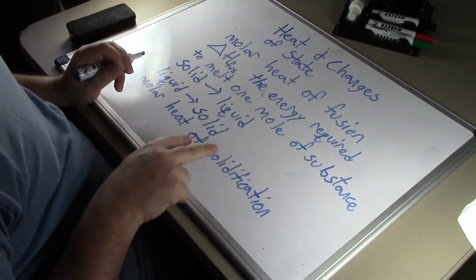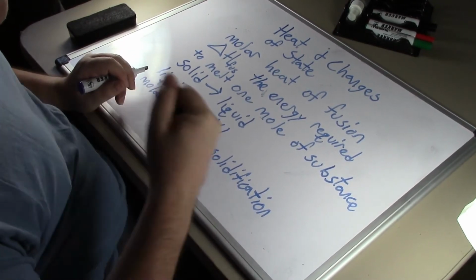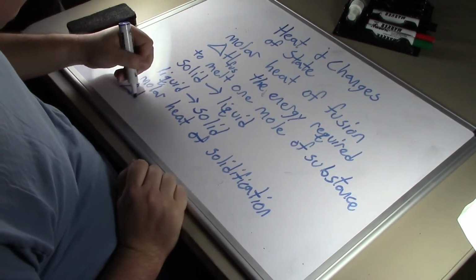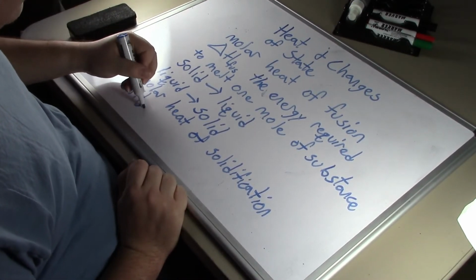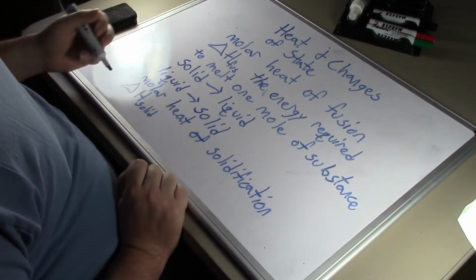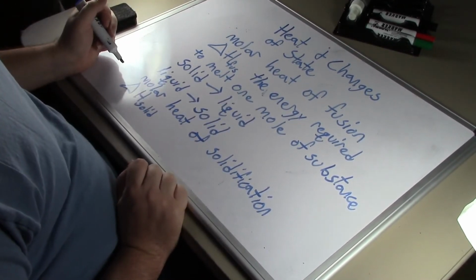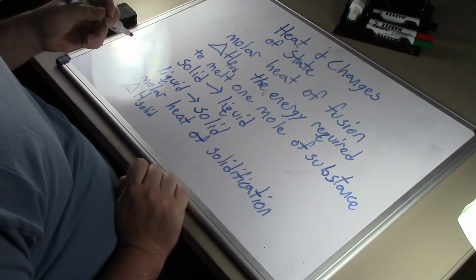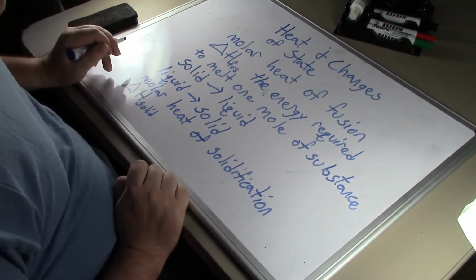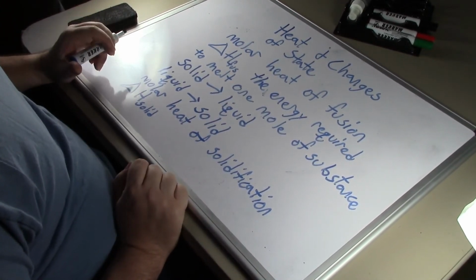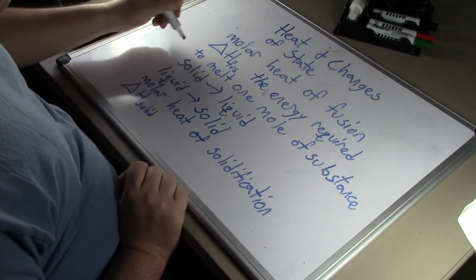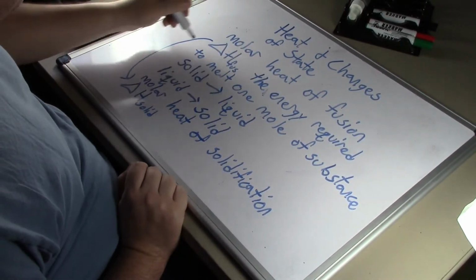Pretty easy to remember because it has solid in the name. If you're going to a solid, you want to use solidification. It's represented by delta H with the subscript solid. But it's the same thing. It is the energy required for 1 mole of substance to go from a liquid to a solid. So if you were freezing an ice cube, this is how much energy it would take to freeze that ice cube.